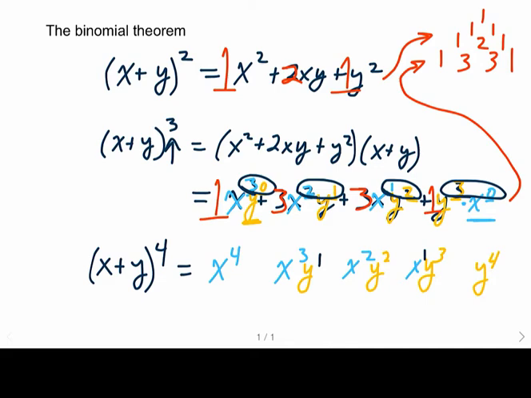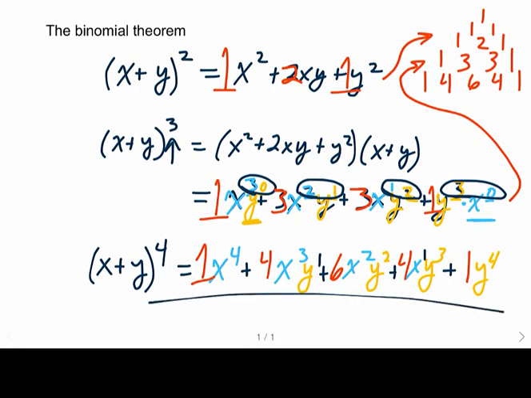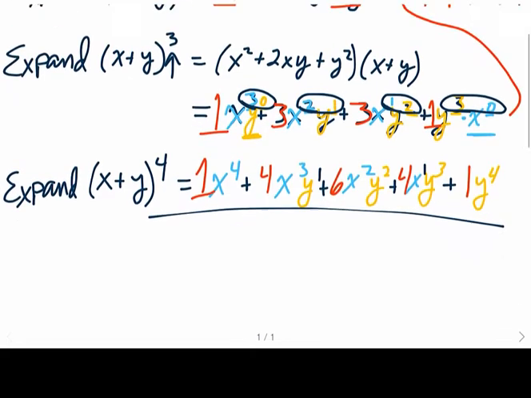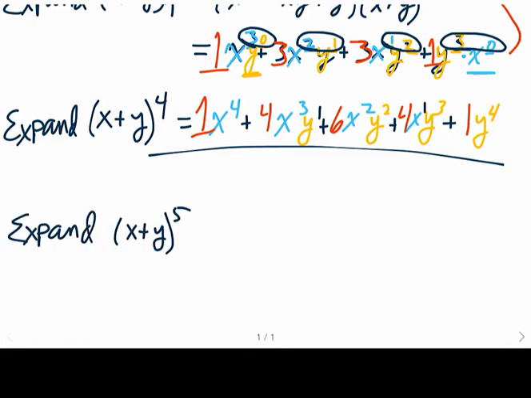The fourth row of Pascal's triangle is 1, 4, 6, 4, 1. And as it happens, those are going to be the coefficients on the terms in the expansion of x plus y to the fourth power. Adding together all of the terms gives us the expansion of x plus y to the fourth power. So for each of these, the instructions would be expand. And what I'd like you to do now is expand x plus y to the fifth power using what you just saw about exponents and the coefficients coming from Pascal's triangle. So pause the video and do that.